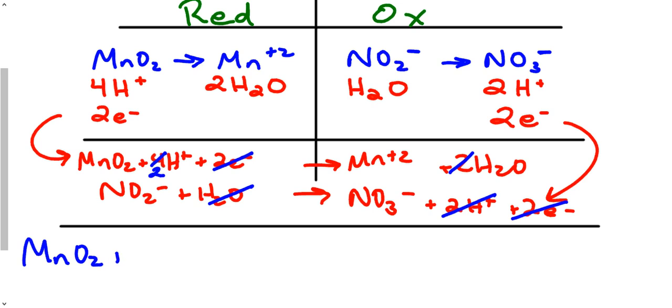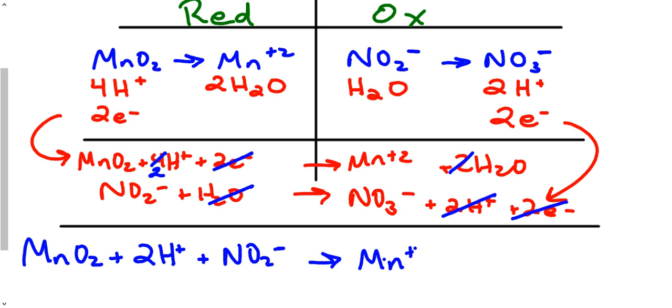MnO2, and I've got 2 protons remaining, and I've got an NO2 minus, and then as products, we've got Mn 2+, and I've got 1 water molecule remaining, and I've got NO3 minus.